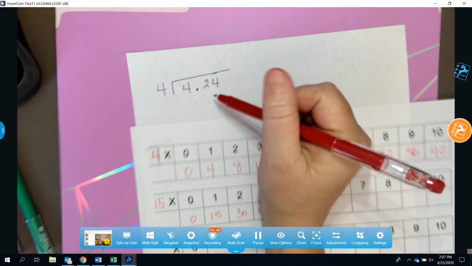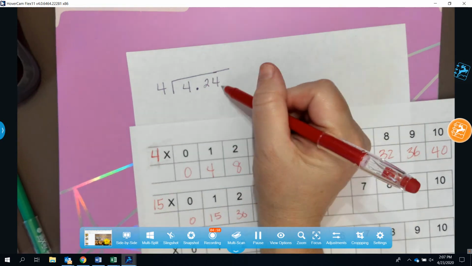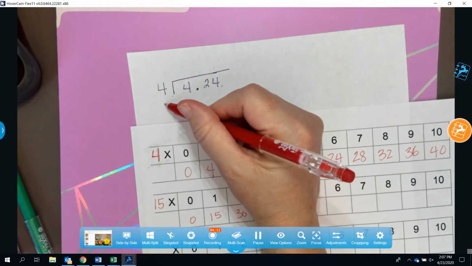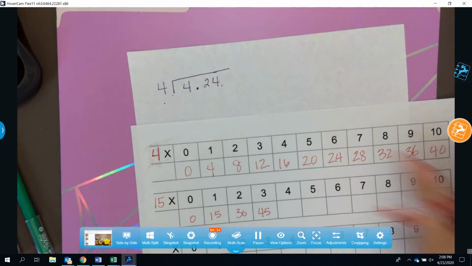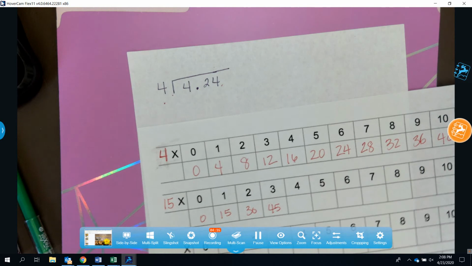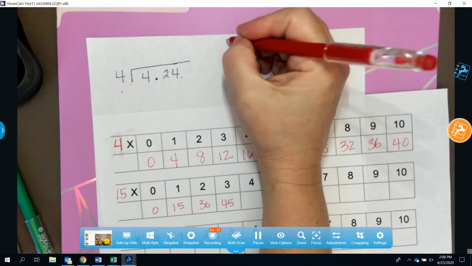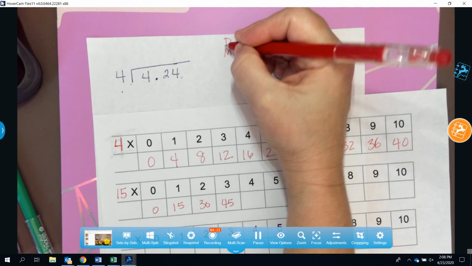Okay, so I made up a problem, 4 and 24/100 divided by 4. So I just chose the 4 that we had here. So let's go through the steps. Remember, I'm going to write them here for myself like we always did in class.